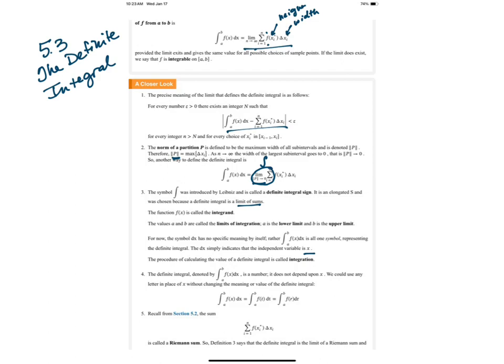The procedure for calculating the value of the definite integral is called integration. Integration, okay? That's what we're doing. Integration is different than anti-differentiation because anti-differentiation isn't evaluating anything. It's the plus C business at the end. We're not plugging in any numbers. We're taking the function and finding its antiderivative. Integrating is different than that because we're finding the antiderivative and then evaluating on these limits of integration. So it's going to be a little bit different here.